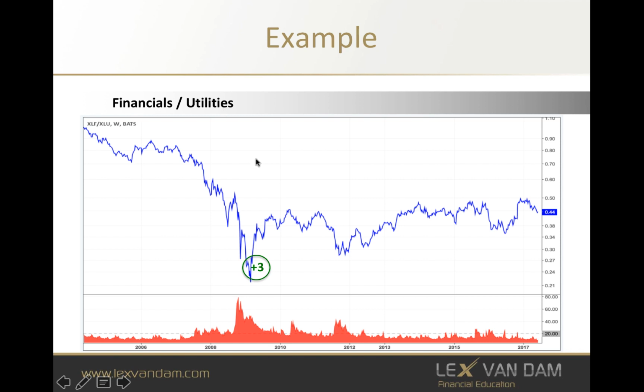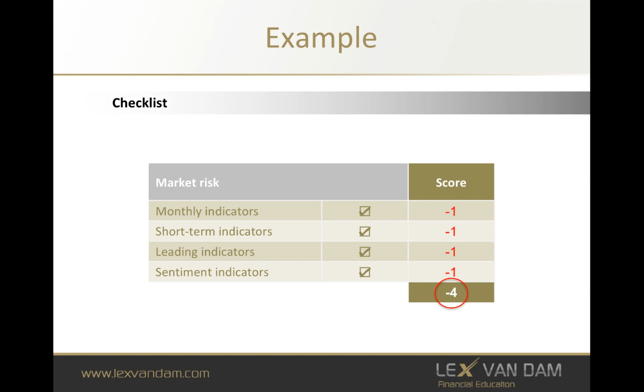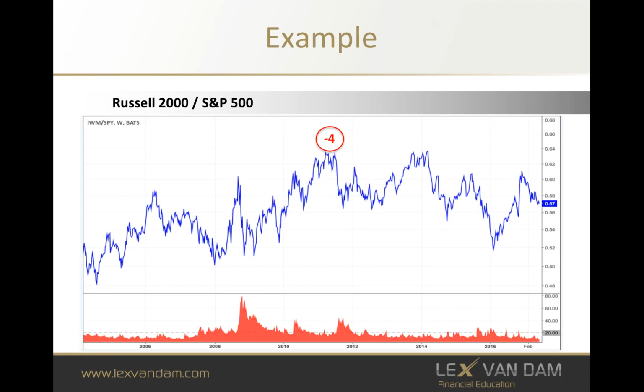And you can express the risk score with a number of different instruments. We just happen to be using this as an example. And then to an example of an extremely negative score, in fact, a maximum negative reading of -4, which occurred in late 2011. And you can see here that this marked the peak in the trading relationship between the riskier small cap stocks of the Russell 2000 compared to the safer large cap names of the S&P 500.